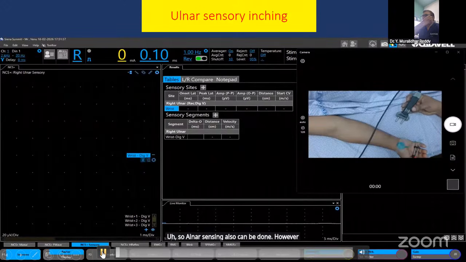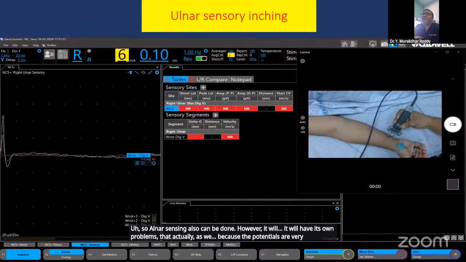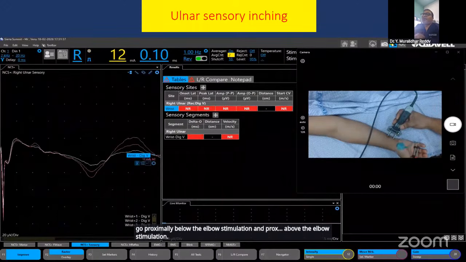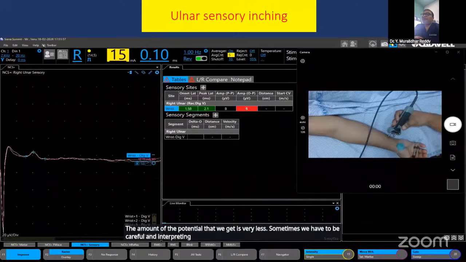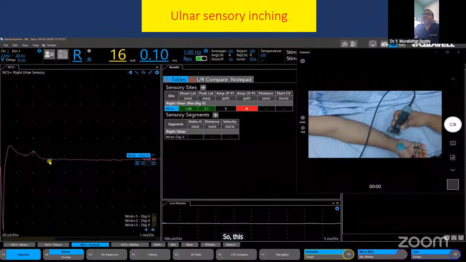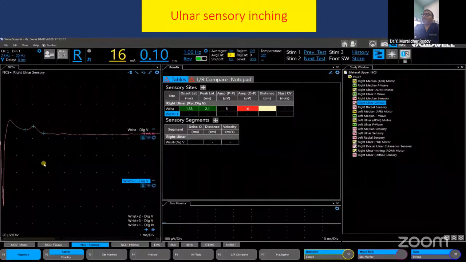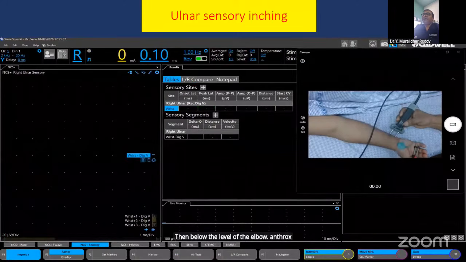However, it will have its own problems, because the potentials are very small. As we go proximally, with below the elbow stimulation and above the elbow stimulation, the amount of potential that we get is very less. We have to be careful in interpreting this investigation, ulnar sensory inching, especially in patients with early compression across the level of the elbow. So this is at the level of the wrist. Then below the level of the elbow and proximal. So this is another technique.